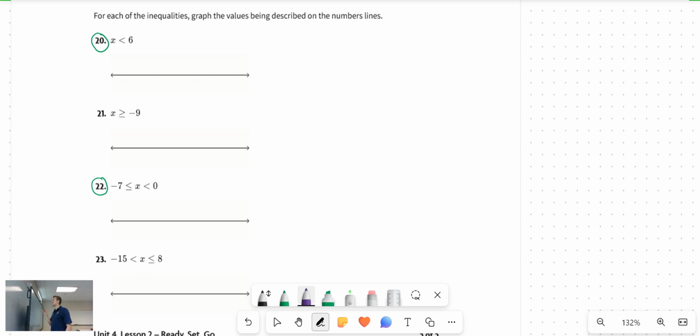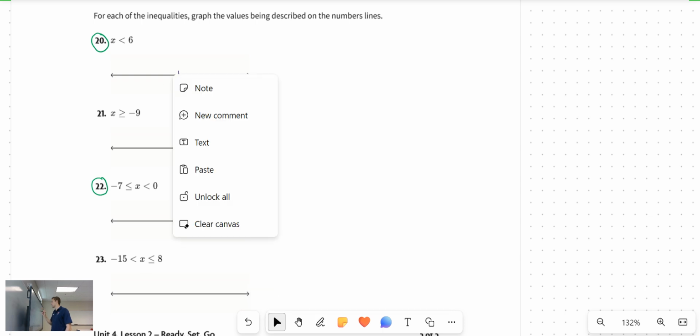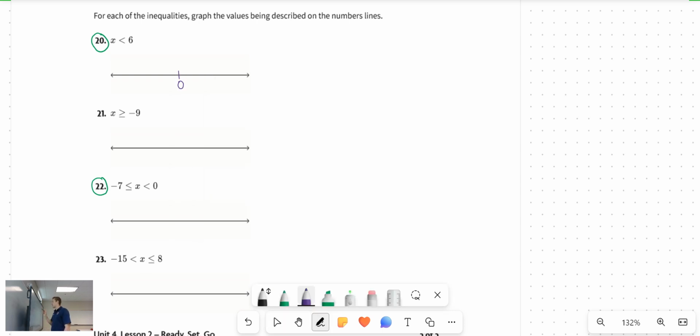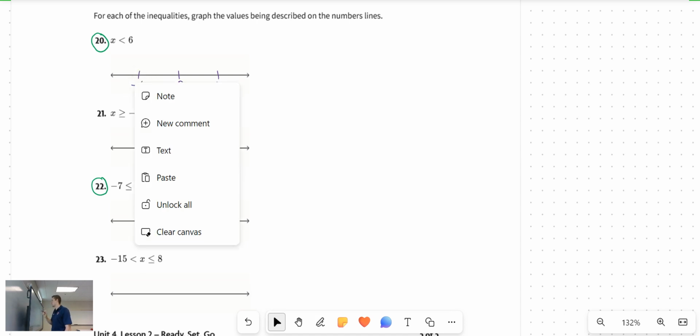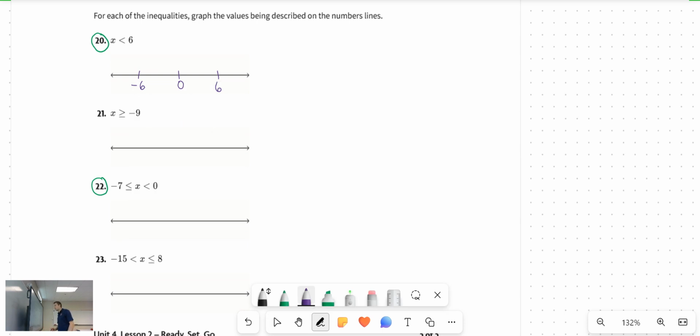So x is less than 6. So let's put a 0, right? Just to be clear, we're going to put a 0 here. And then it looks like we need to have a 6. And let's put a -6 as well, just to be sort of symmetrical with it. All right. So here are numbers, and now we want to graph the values being described on the number lines. Okay, so if that's 6 and -6 and 0, we've got those shown.